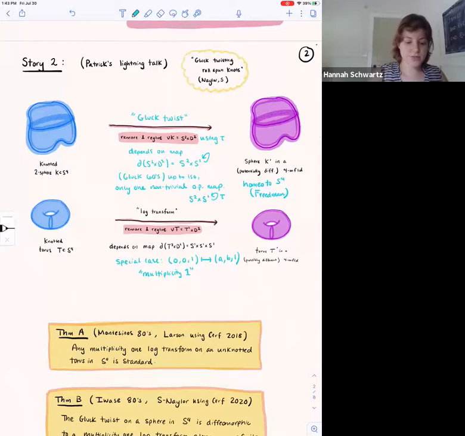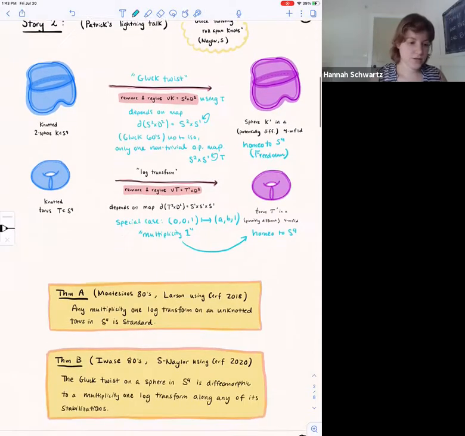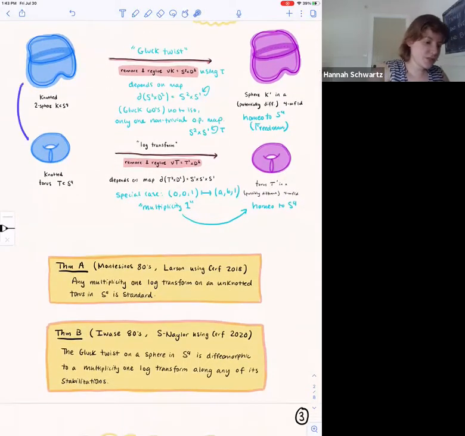This is called the multiplicity 1 log transform. And in this case, if you do the log transform of the torus using a multiplicity 1, using a map of this form, then what you do get is something homeomorphic to S4. Okay, cool. So these 2 notions also relate to one another: Gluck twisting a 2-sphere versus doing a log transform of multiplicity 1 on a torus.